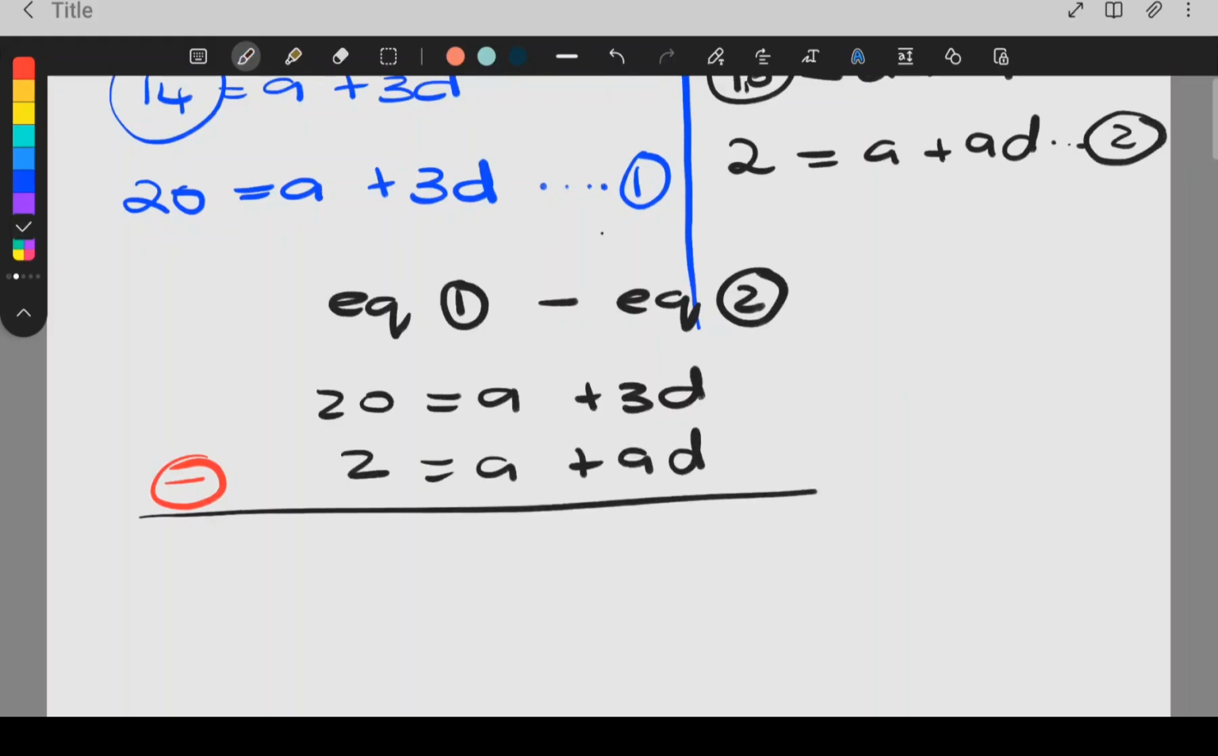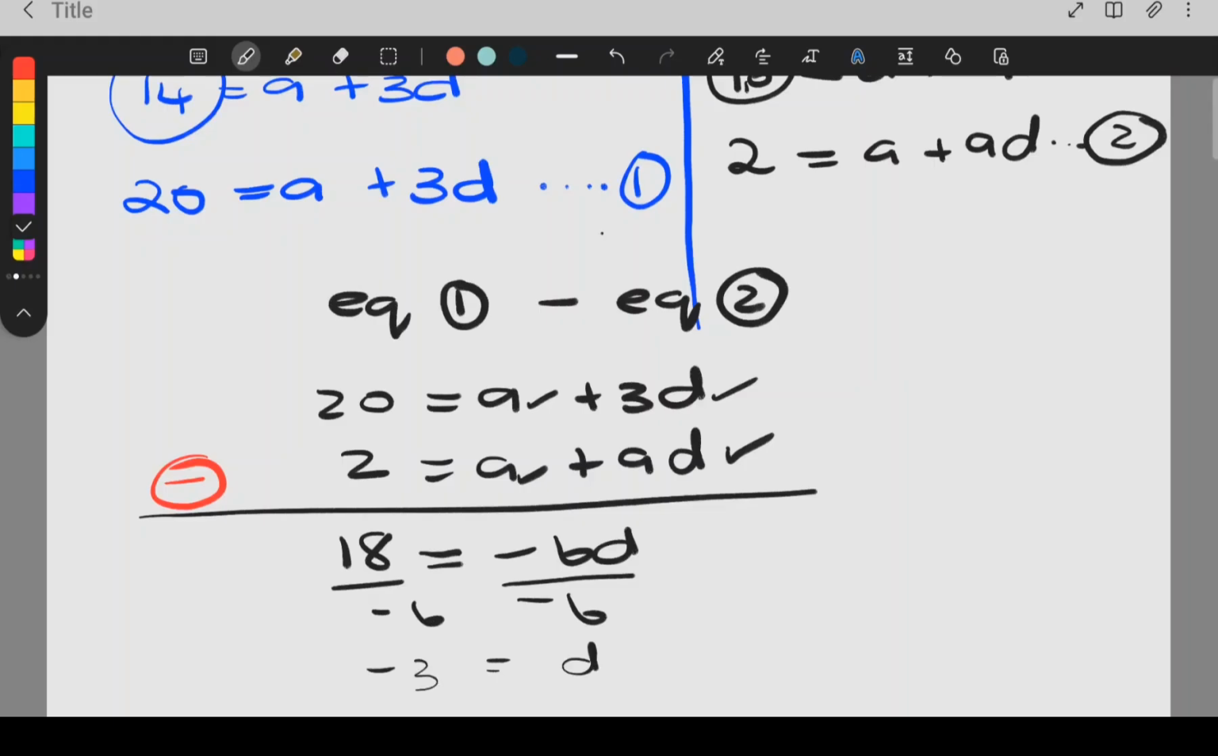So let's minus then. 20 minus 2 is 18. A minus a cancels. 3d minus 9d is a negative 6d. Divide both sides by negative 6. I get d to be negative 3.